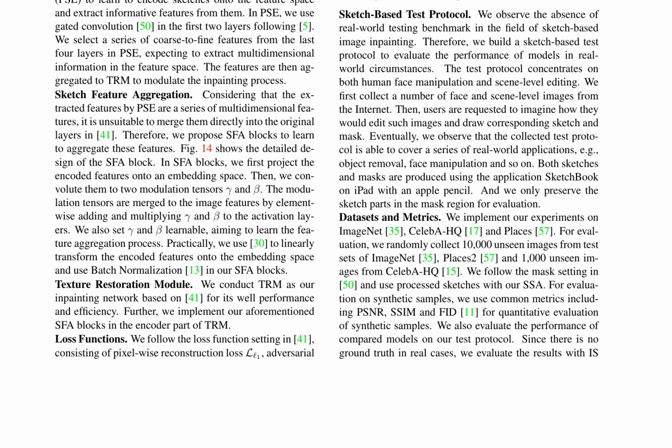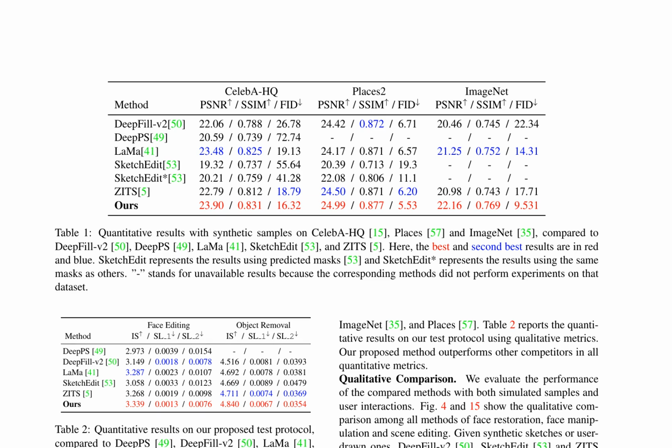Experiments are implemented on ImageNet, Celeb AHQ, and Places, with the performance of compared models evaluated using quantitative metrics, including PSNR, SSIM, and FID. The performance of compared models is also evaluated on their test protocol, using metrics such as inception score, IS.